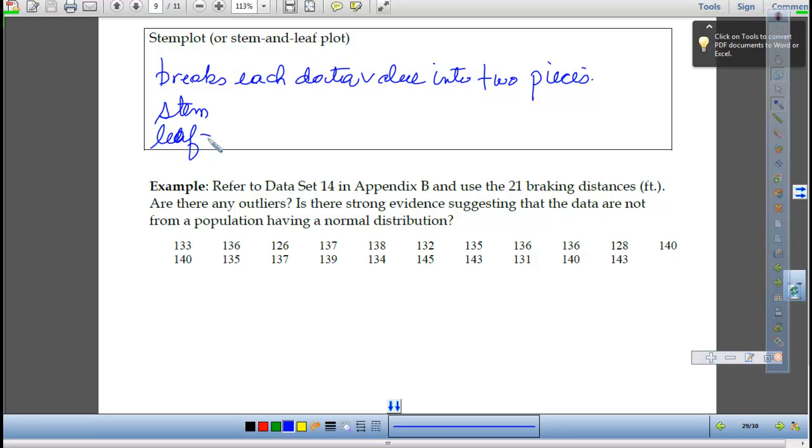Okay, the leaf is going to be the last digit. And the stem serves as a category. It's everything else, so it's the remaining digits. I guess I should have defined this one first.